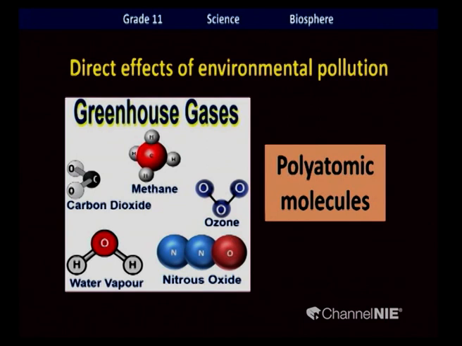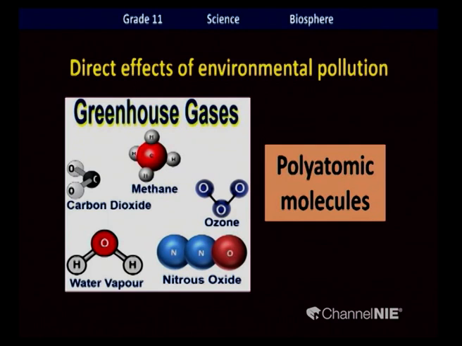Actually, you can see here polyatomic molecules. Number 1, carbon dioxide, CO2, 3 atoms. Next, CH4, 5 atoms. Ozone, O3, there are 3 atoms. Water molecule, there are 3 atoms, 2 hydrogen and 1 oxygen. Nitrous oxide, N2O. So these are called polyatomic molecules. These polyatomic gases are considered as greenhouse gases.